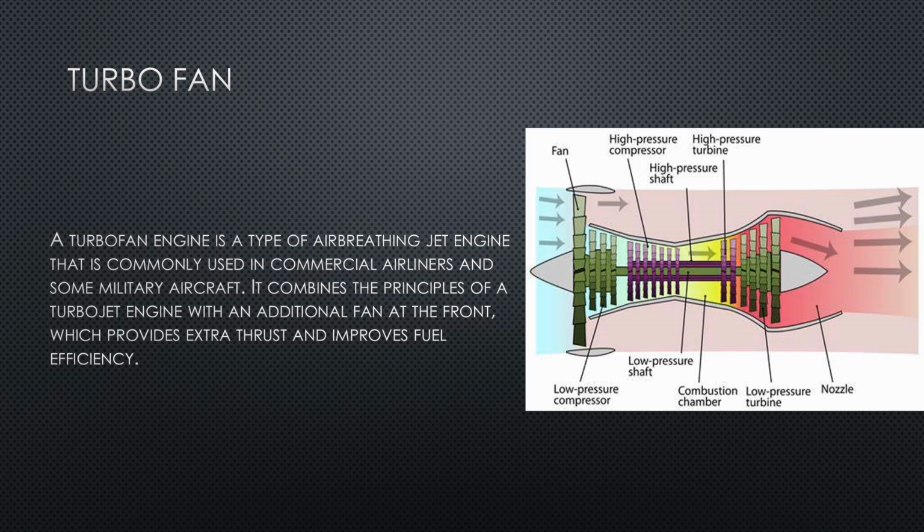Third is the turbofan. A turbofan engine is a type of air-breathing jet engine that is commonly used in commercial airliners and some military aircraft. It combines the principle of a turbojet engine with an additional fan at the front, which provides extra thrust and improves fuel efficiency. The working of the turbofan engine is the same as the turbojet engine. The difference is it has a big fan attached at the front, by which the intake area of air is increased, and the remaining working is the same, starting with the inlet.